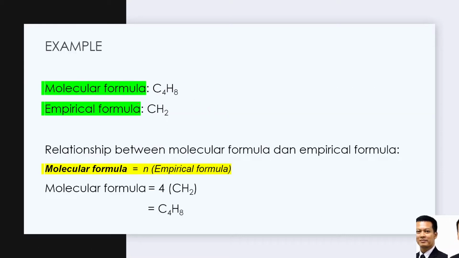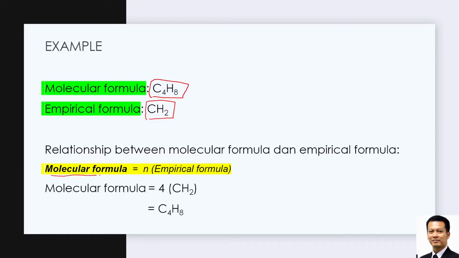Okay, let's see an example. If the molecular formula of a compound is C4H8, we can simplify this to become the empirical formula, that is CH2. It means that this one is divided by 4, right? C4H8 divided by 4, so you get CH2. So the relationship between the molecular formula and the empirical formula, we can see from this formula.